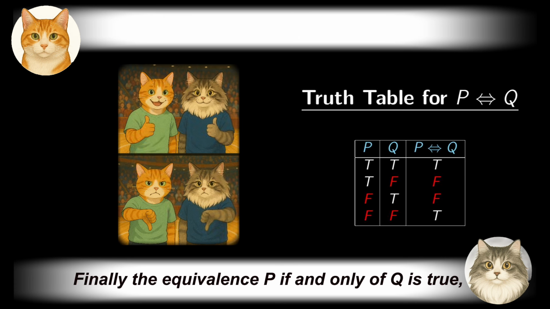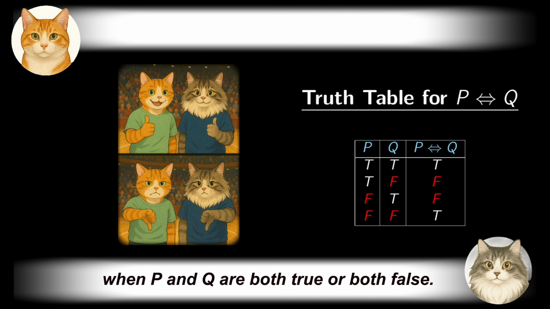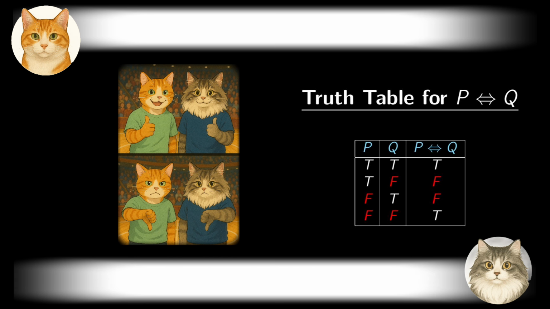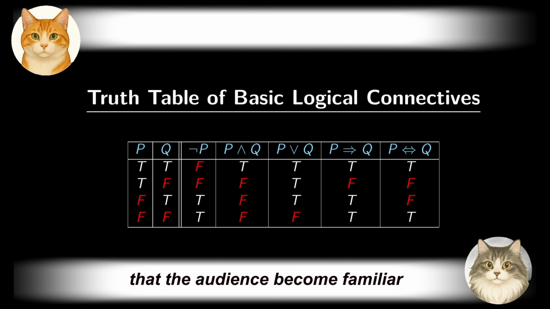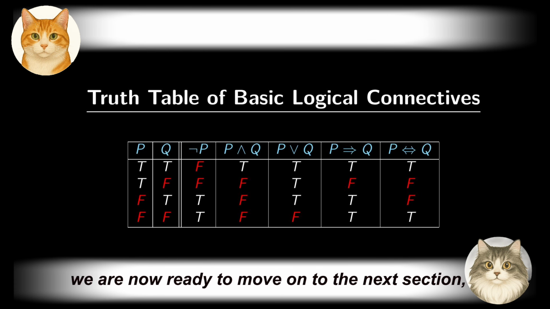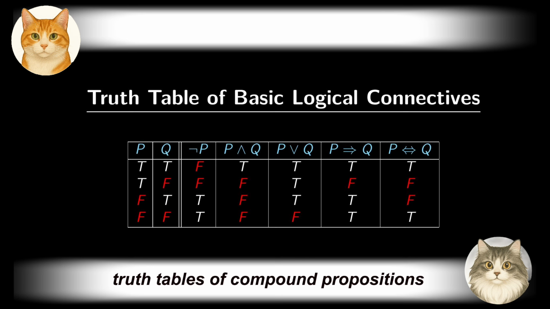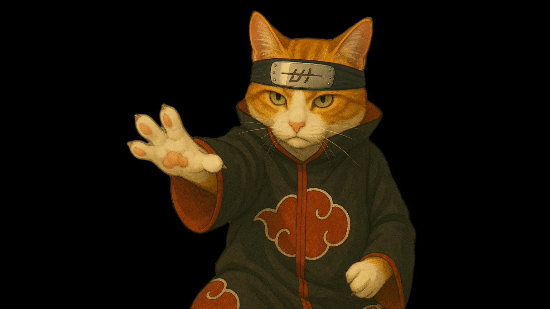Finally, the equivalence P if and only if Q is true when P and Q are both true or both false. If the truth value of P differs from that of Q, then the proposition is false. We strongly recommend that the audience become familiar with the results presented in these basic tables. With these basic tools in hand, we are now ready to move on to the next section and analyze the truth tables of compound propositions with more complex structures.